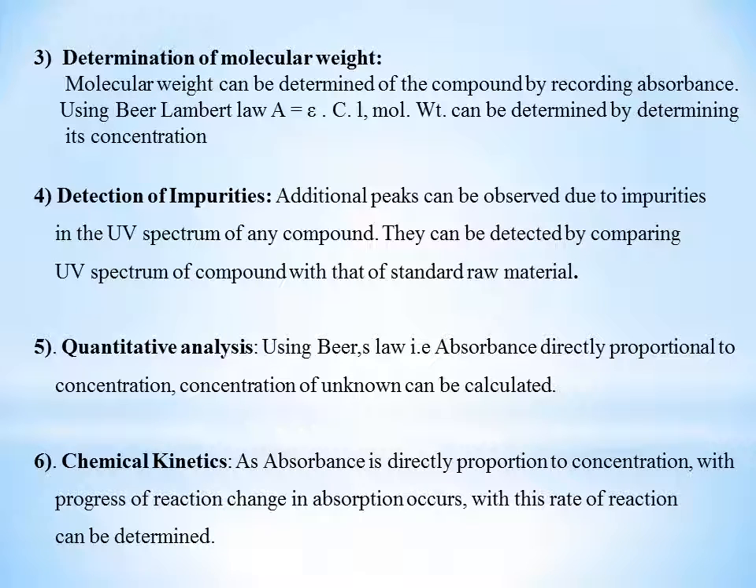So these are some major applications of UV visible spectroscopy. A very important application is qualitative analysis, to identify the structure of any unknown compound. That is the major application. The second application is whether it is cis or trans. Then determination of molecular weight, impurities, quantitative analysis and chemical kinetics of any reaction. For all of these, this technique is very useful.